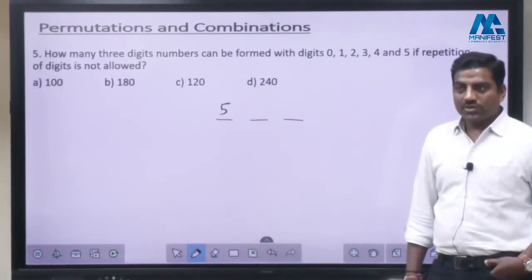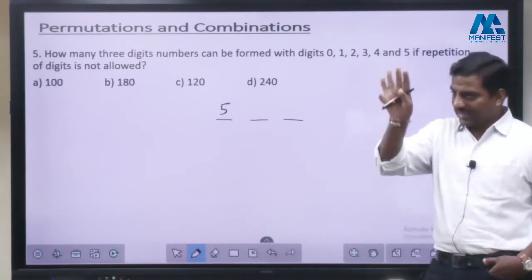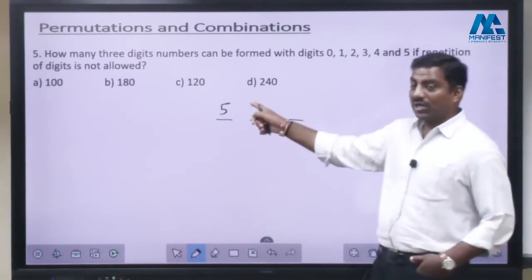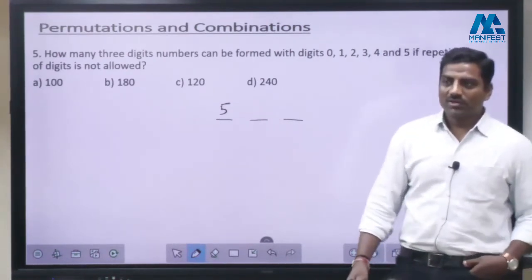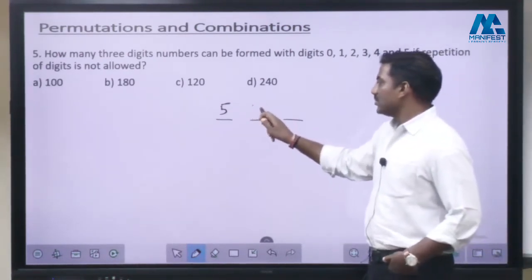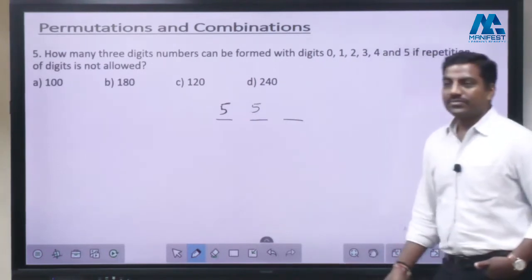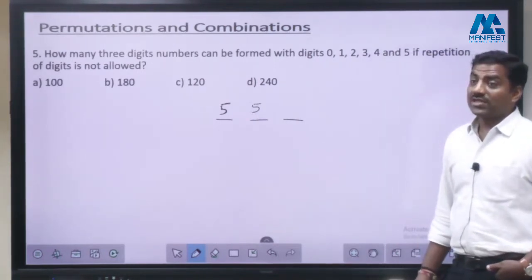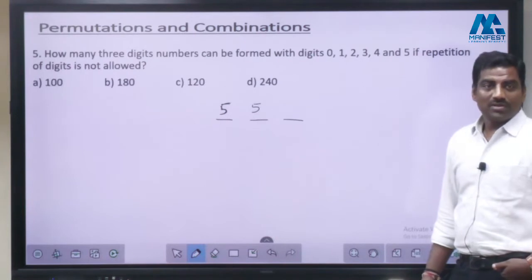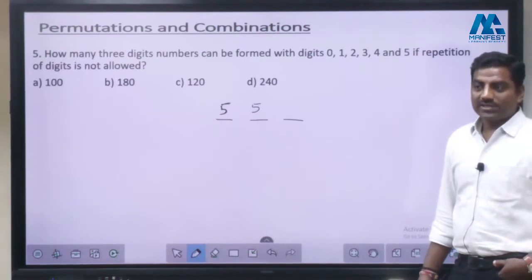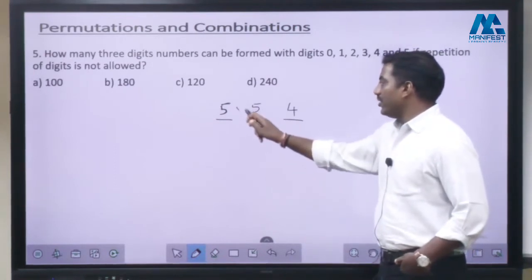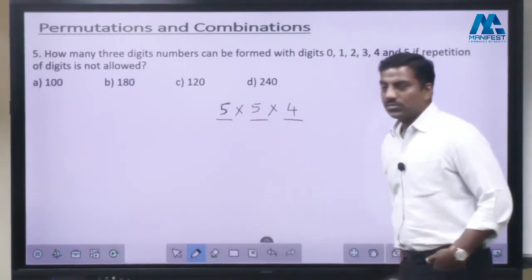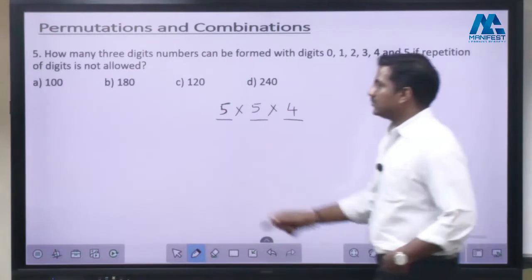You can take 0 also, so including 0 it can be 6. But already you have filled one number. You cannot take that number because repetition is not allowed. So how many ways? Last digit: because already 2 digits have been consumed. So 5 into 5 into 4. How much is it?